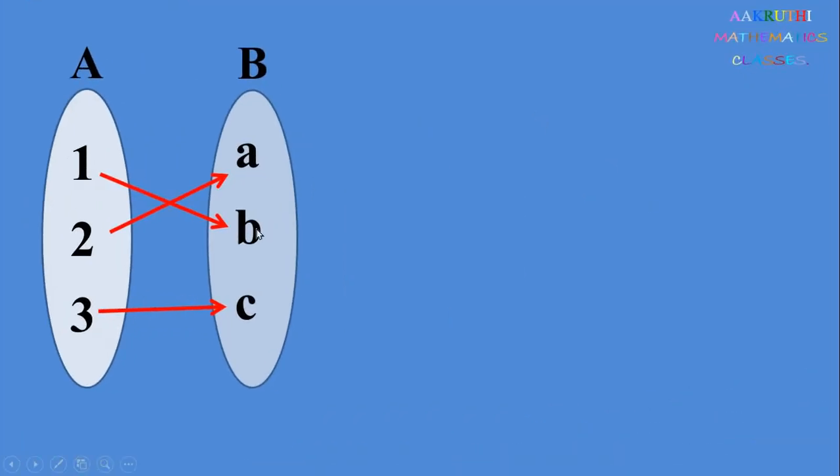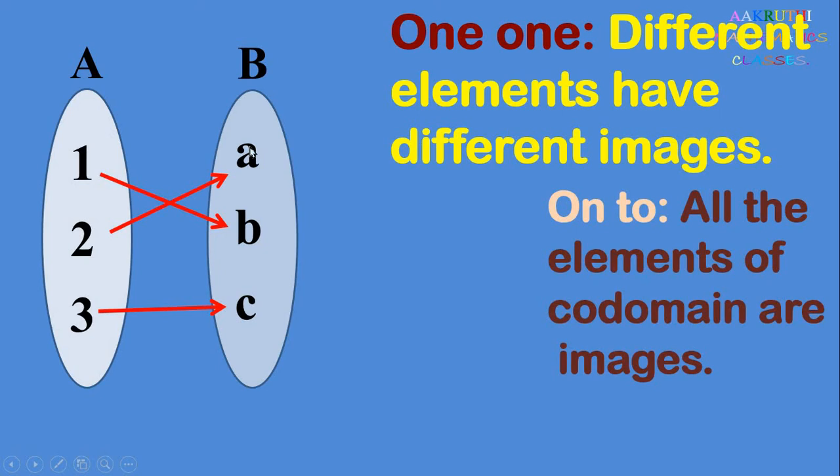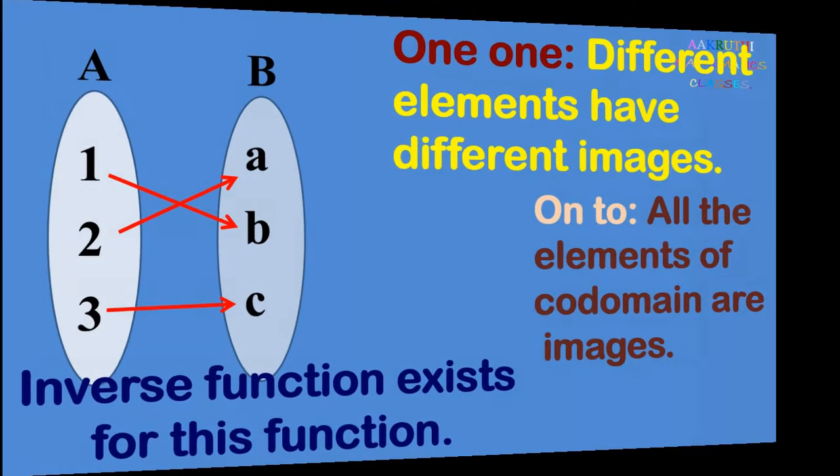Now consider a function: 1 related to b, 2 related to a, 3 related to c. Here different elements have different images, so this function is 1-1. And all the elements of the codomain are images, so this function is onto. So this is both 1-1 and onto. For this function the inverse exists. So this is an invertible function and the inverse exists for this function.